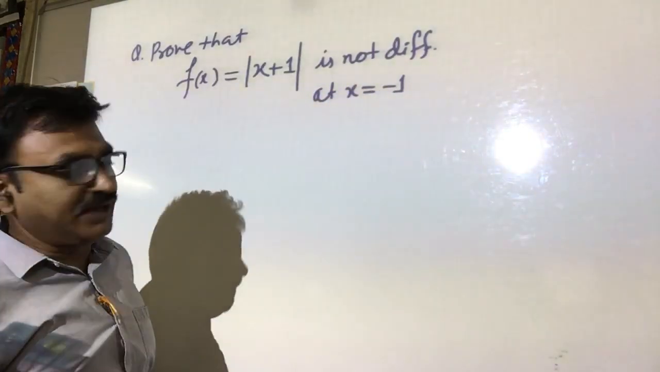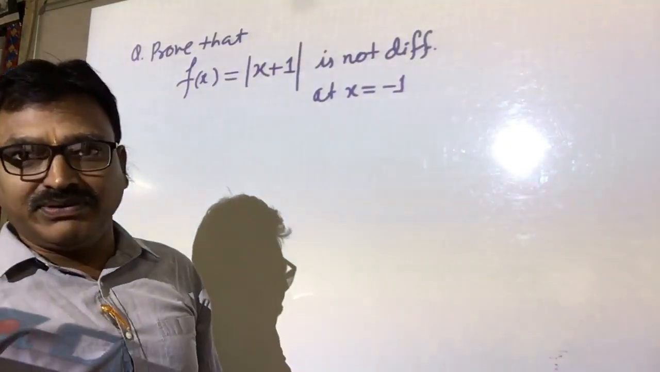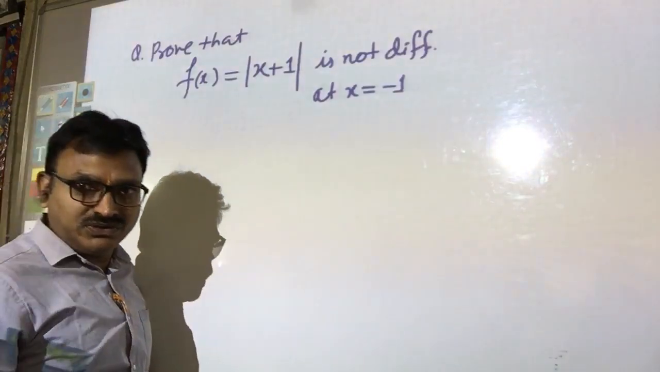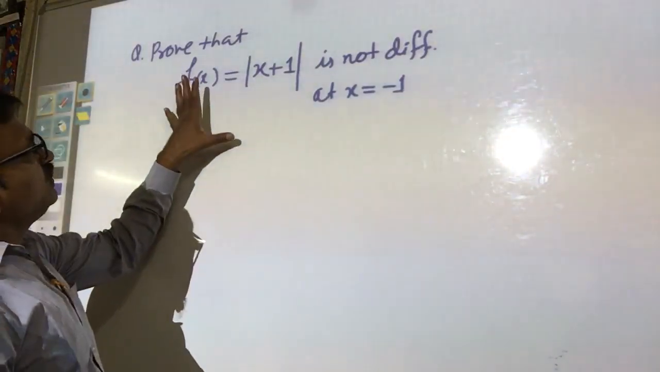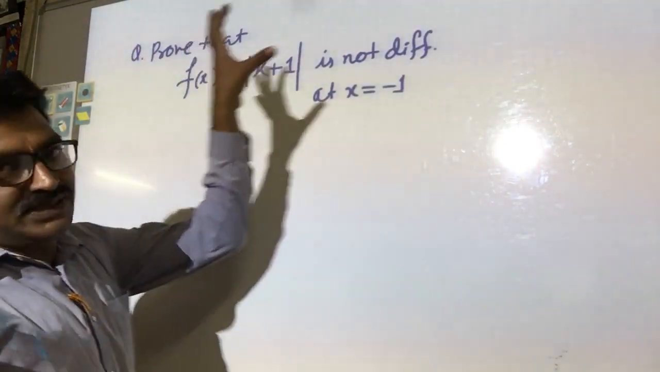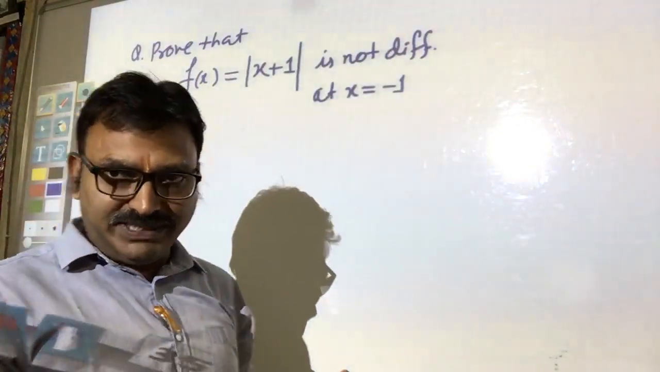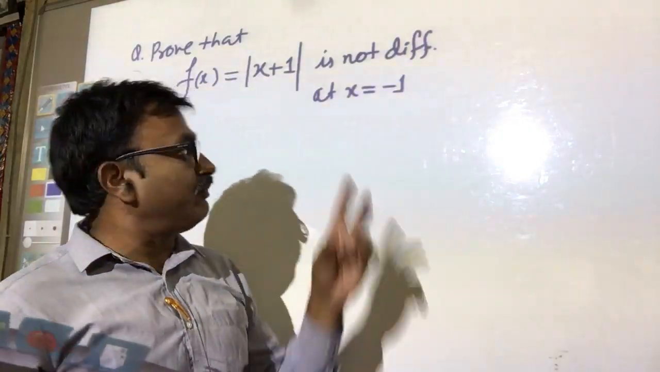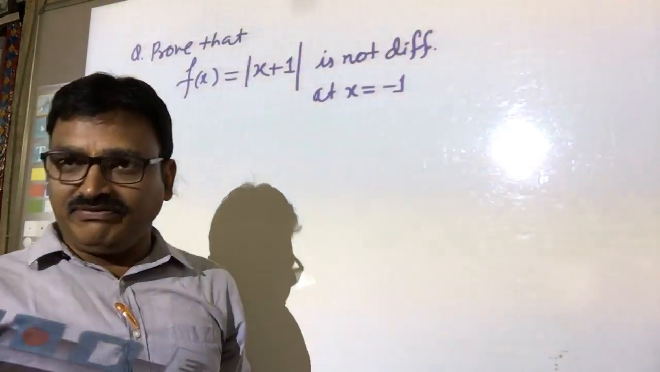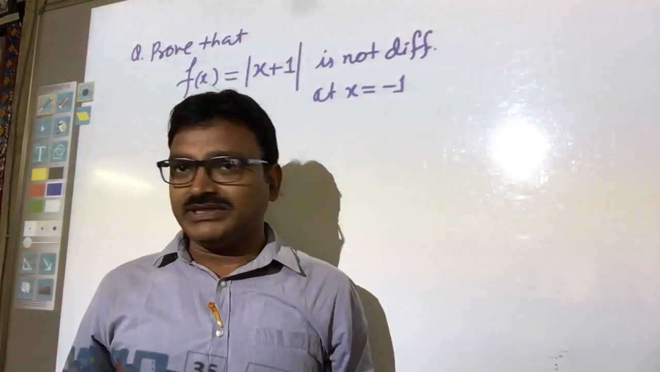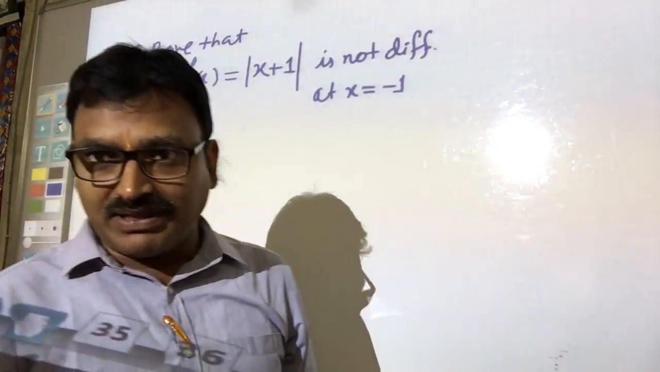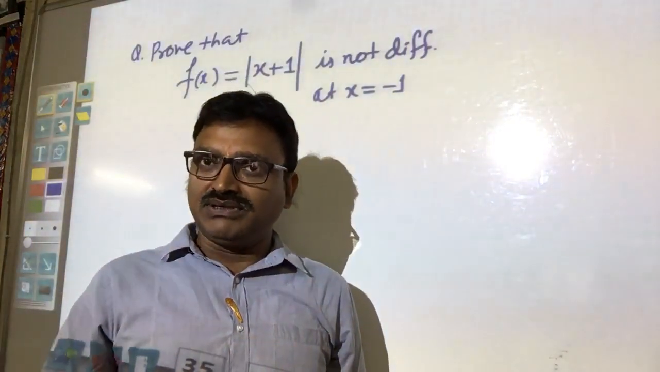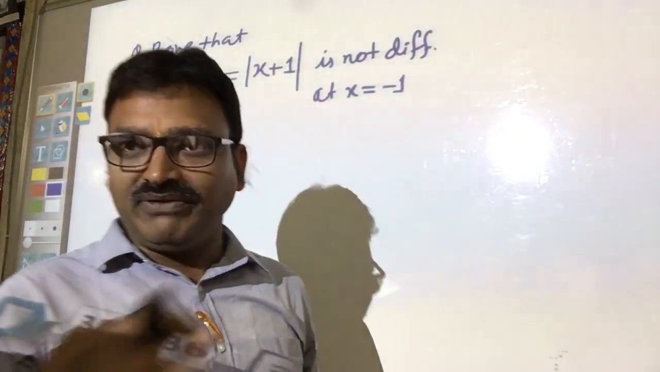So now this type of question is very important for competitive exams and also in board exams. Students, we want to prove that this function is not differentiable. It means when we find the right hand derivative of the function at point -1 and the left hand derivative of this function at -1, then both values should not be equal. If these are not equal, it means the function is not differentiable.